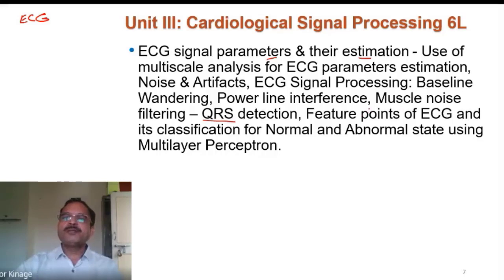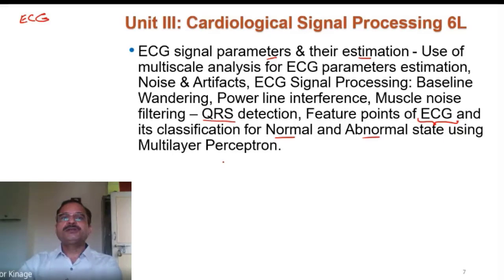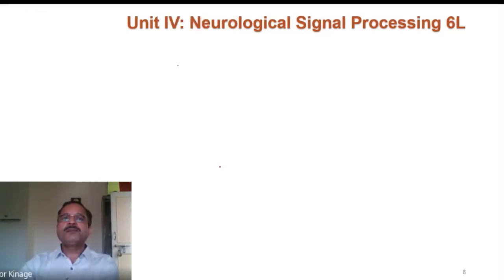Then the fiducial points of ECG and its classification into normal and abnormal states using multi-layer perceptron. So when the ECG signal is recorded, how to classify it, whether it is a normal ECG or there is some abnormality in it. So that we'll find out using multi-layer perceptron. So this is about cardiological signal processing.